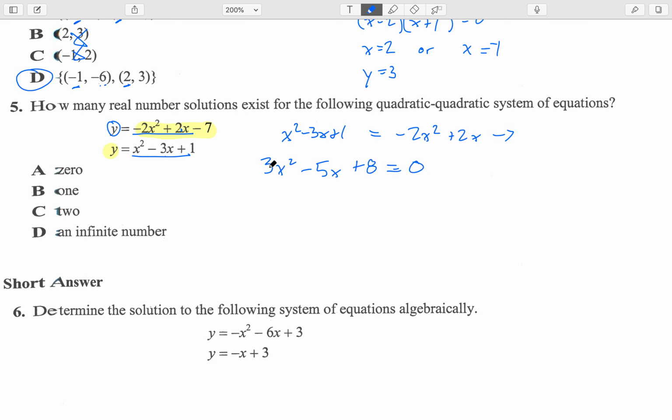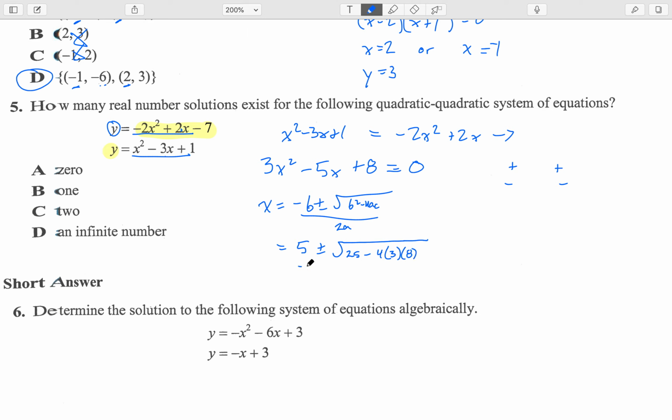Okay, so two numbers that multiply to 24 and add up to negative 5. They multiply to 24, so they're either both positive or both negative. I don't know if I can factor this thing. Why don't I just do this? This is a quadratic, right? Negative b plus or minus the square root of b squared minus 4ac all over 2a. Okay, let's do that. Negative b, which is positive 5, plus or minus the square root of b squared, so negative 5 squared, 25, minus 4 times 3 times 8.